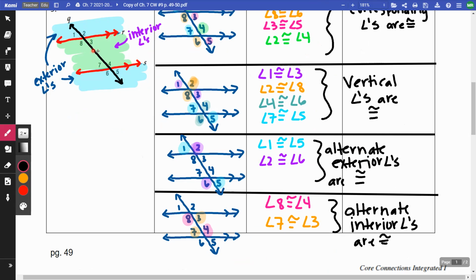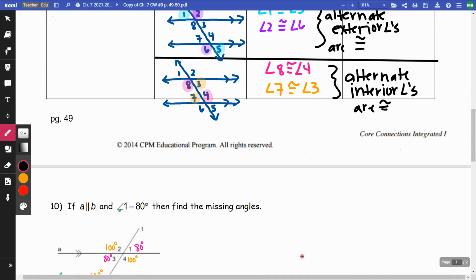Now in green, I shaded all these ones that are interior. So these ones here, 8 and 4 and 7 and 3 are interior angles. These are alternate, these are on opposite sides of the line, interior angles. So alternate interior angles. So angle 8 is congruent to angle 4, angle 7 is congruent to angle 3. Then we use that information to help us with the following problems.